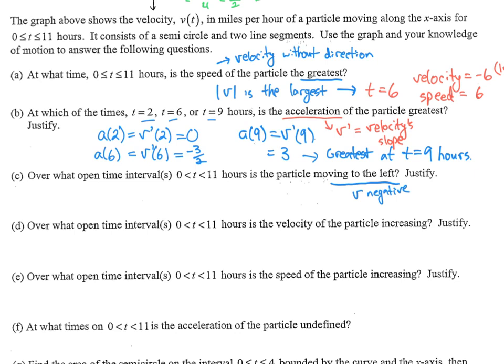Okay, so the particle is moving to the left over the time interval 4 to 10 because v of t is negative.